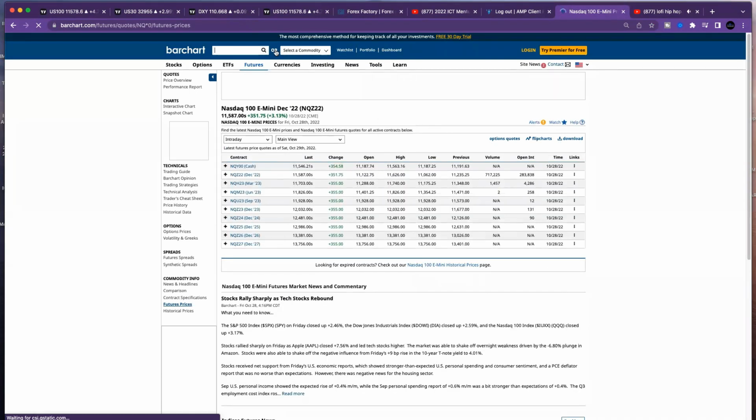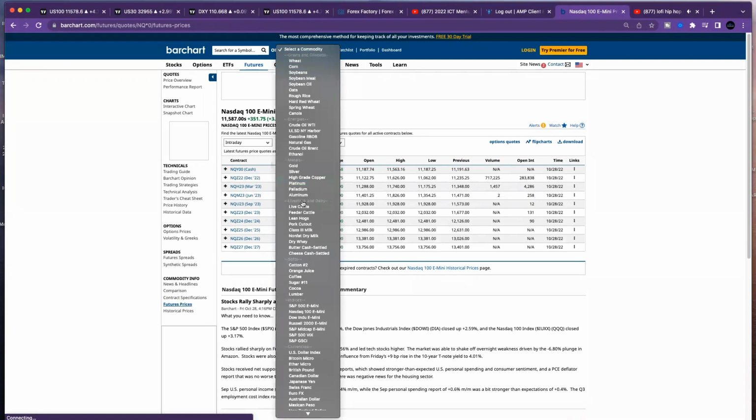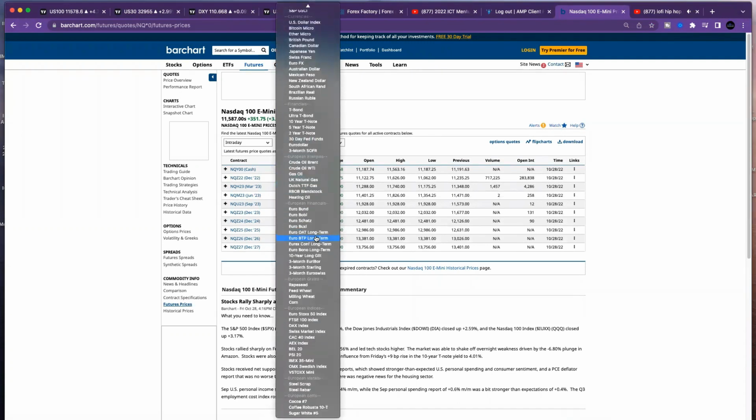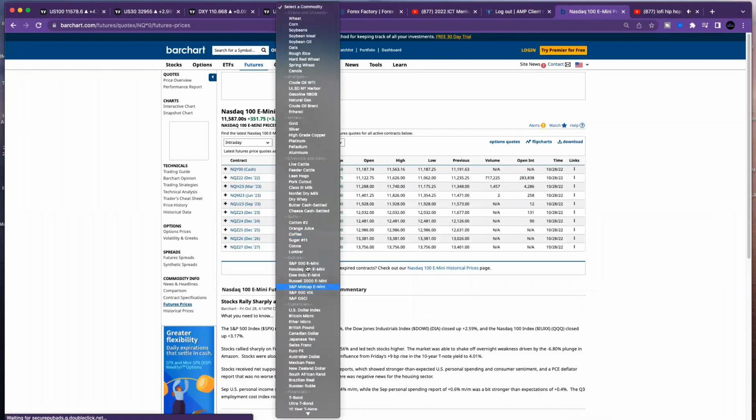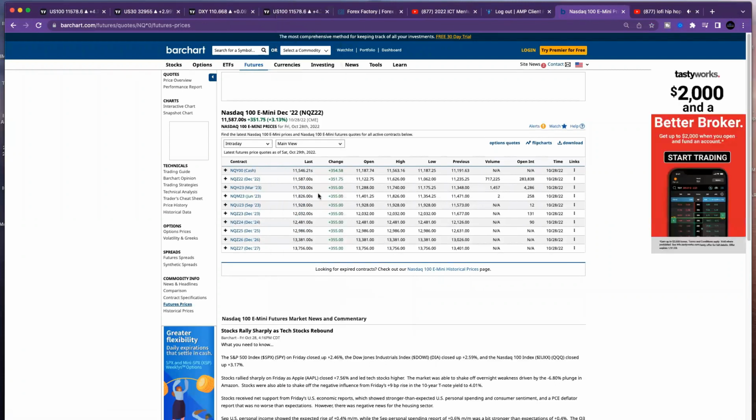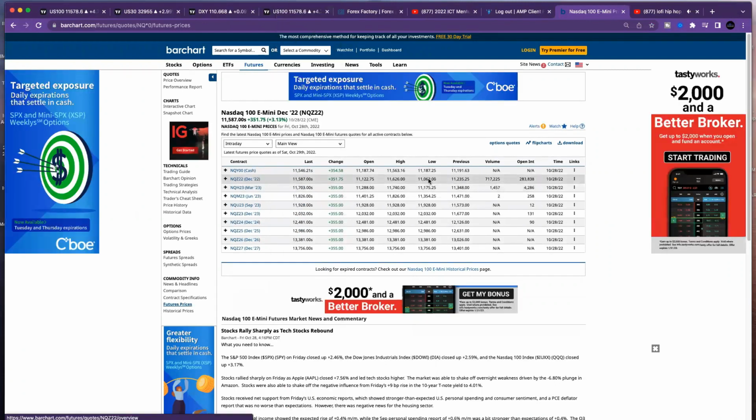So when you get on this website, you come up here to select commodity. And as you can see, there's all kinds of stuff in here. Whatever you want to trade, you just click on that. Then you come over here, and you look for the contract month that has the highest open interest. That tells you basically what quarter we're in. So we're in the December contract, which is the fourth quarter of the year. So then we would click on that.